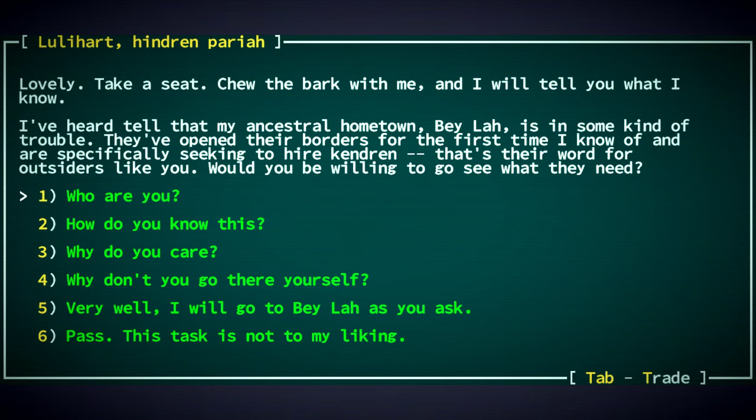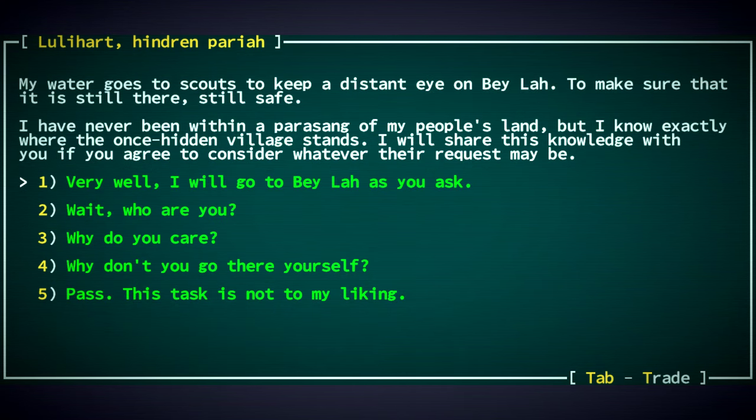Lovely, take a seat, chew the bark with me, and I will tell you what I know. I've heard that my ancestral hometown, Bela, is in some kind of trouble. They've opened their borders for the first time I know of, and are specifically seeking to hire kindred. That's their word for outsiders, like you. Would you be willing to go see what they need? How do you know this? My water goes to scouts to keep a distant eye on Bela, to make sure that it is still there, still safe. I have never been within a parasang of my people's land, but I know exactly where the once hidden village stands. I will share this knowledge with you if you agree to consider whatever their request may be.